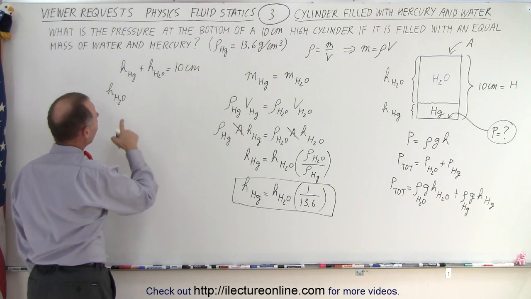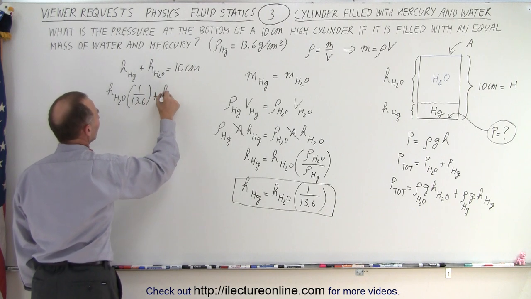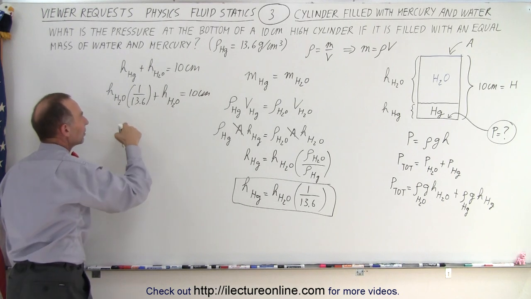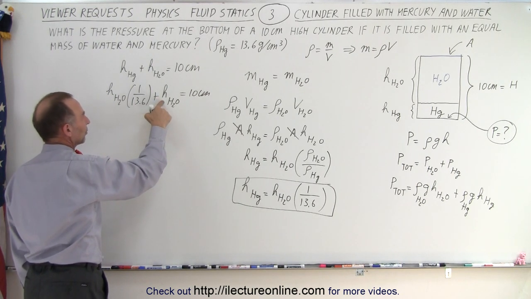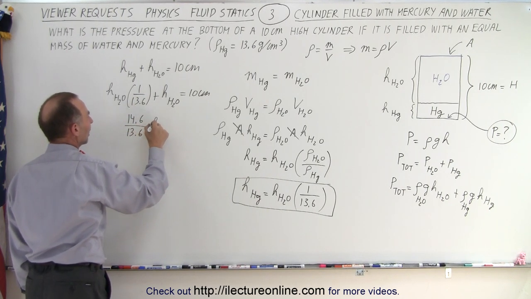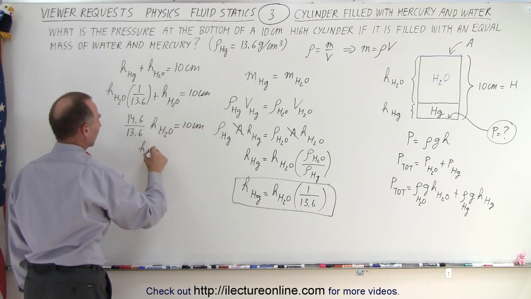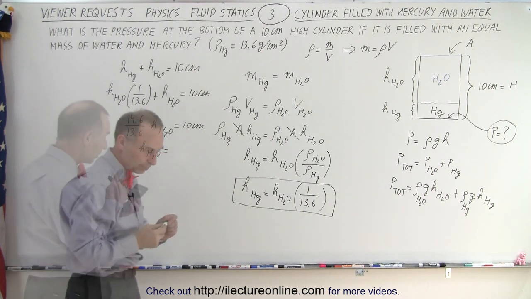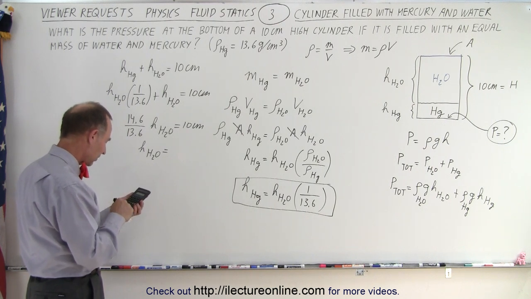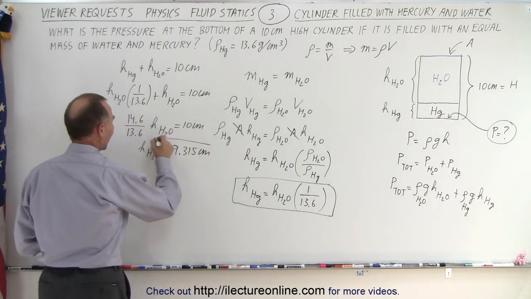There we go. So the height of the water times 1 over 13.6 plus the height of the water is equal to 10 centimeters. So now when we add these two together, this is 13.6 over 13.6 plus 1, so we get 14.6 over 13.6 times the height of the water equals 10 centimeters. So that means that the height of the water, H2O, is equal to 10 times 13.6 divided by 14.6 equals 9.315 centimeters. So that's the height of the water.